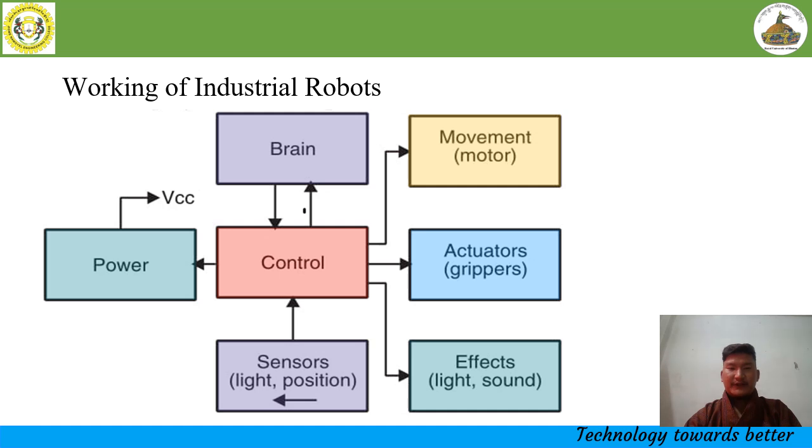Now I will be explaining the working of industrial robots. Firstly, the sensors measure the physical parameters of the workpiece, which is fed back to the control system. The control system feeds that information into the brain or the CPU, which interprets that information and then generates an instruction which is fed to the control system. Then the control system controls the movement, the actuators, and its effects like sound or light.